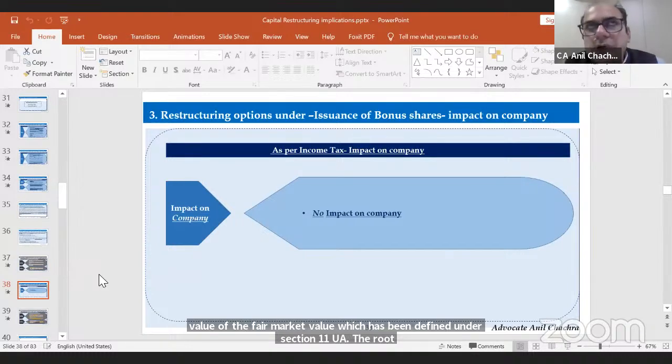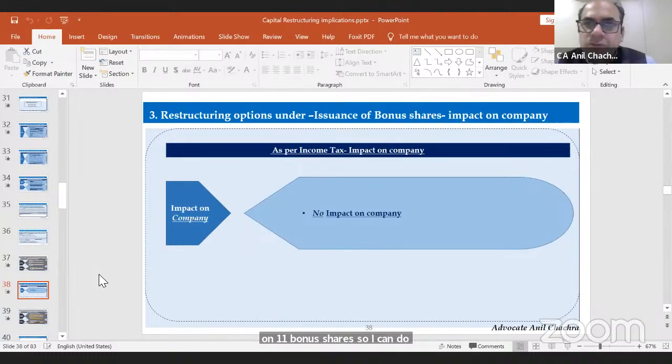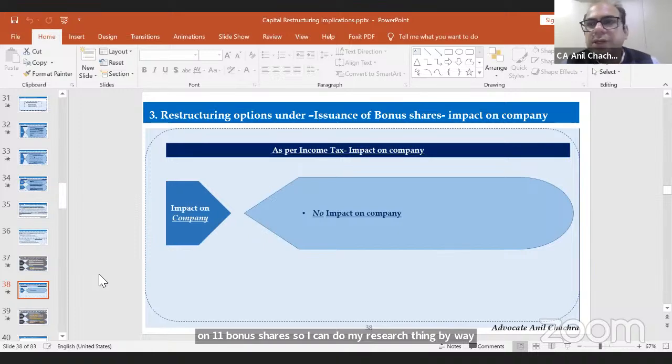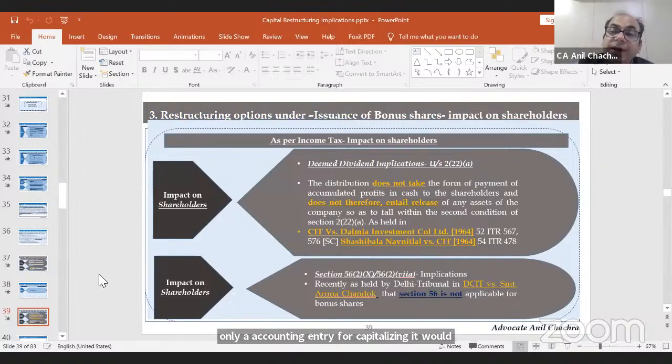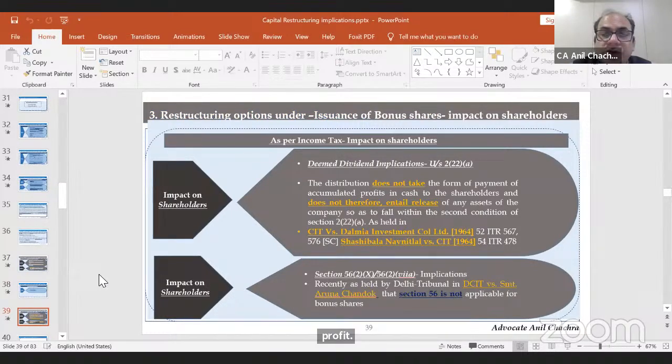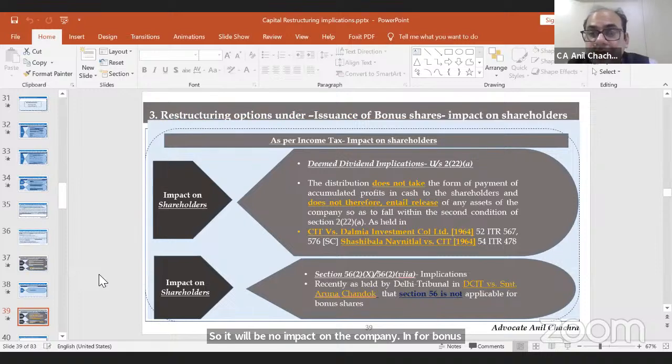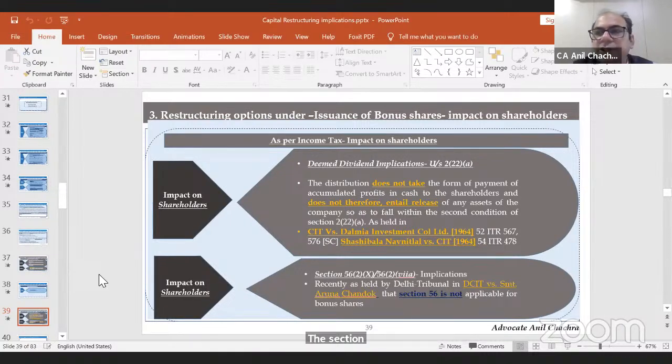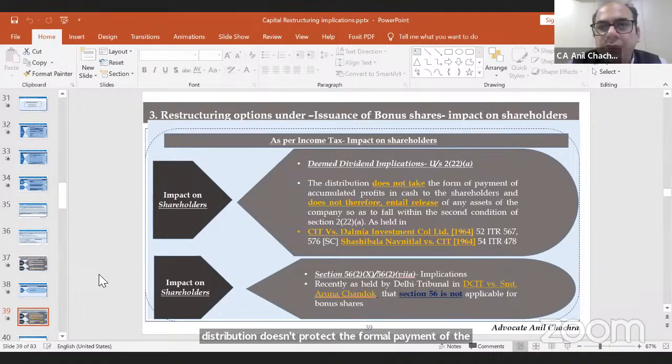Bonus shares issue. I can do my restructuring by way of bonus shares, with no impact on the company. It will be only an accounting entry for capitalizing my profit. So there will be no impact on the company. For bonus shares in the hands of the shareholders, we have to see the dividend implications. Whether the dividend implication would be there, the answer is no. Section 2(22)(a) says that the distribution doesn't take the form of payment of the accumulated profit in cash. That's why the deemed dividend implication would not be applicable as far as the bonus share is concerned. Two judgments I mentioned: Dalmia Investment and Shashibala Navital.